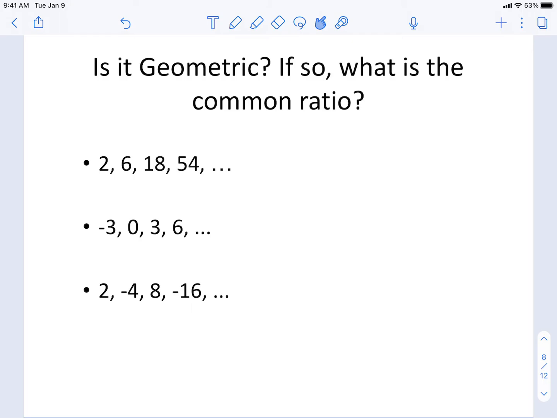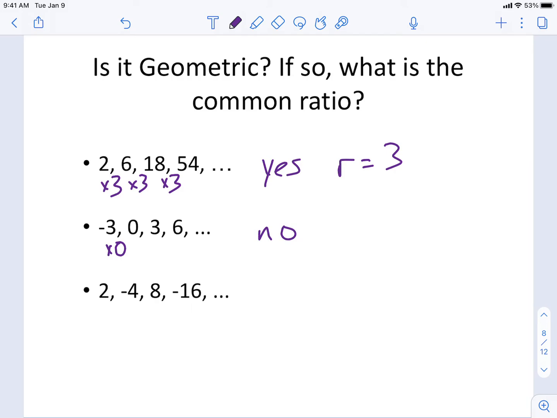All right, so determining whether or not something is geometric. Let's see, can we get from one to the next by multiplying? So 2 to 6, I can do that by times 3. 6 to 18 is also times 3. 18 to 54 is also times 3. So that is going to be a yes, and r equals 3. Let's see, negative 3 to 0 is a times 0. And then things break down. I can't times 0 by anything to get to positive 3. So this one's a no.